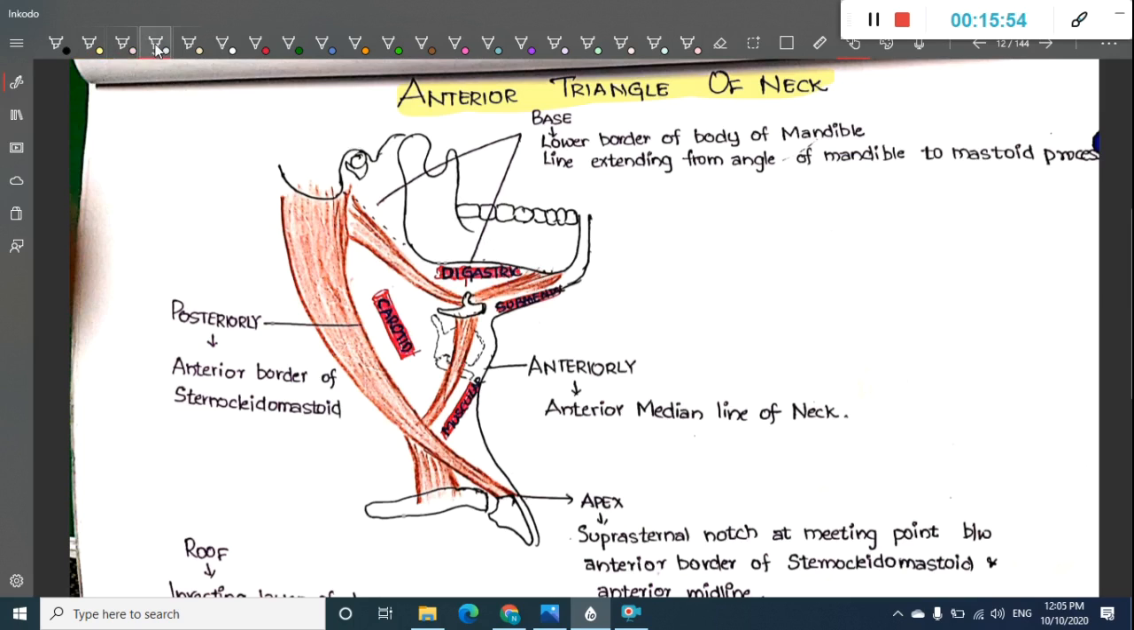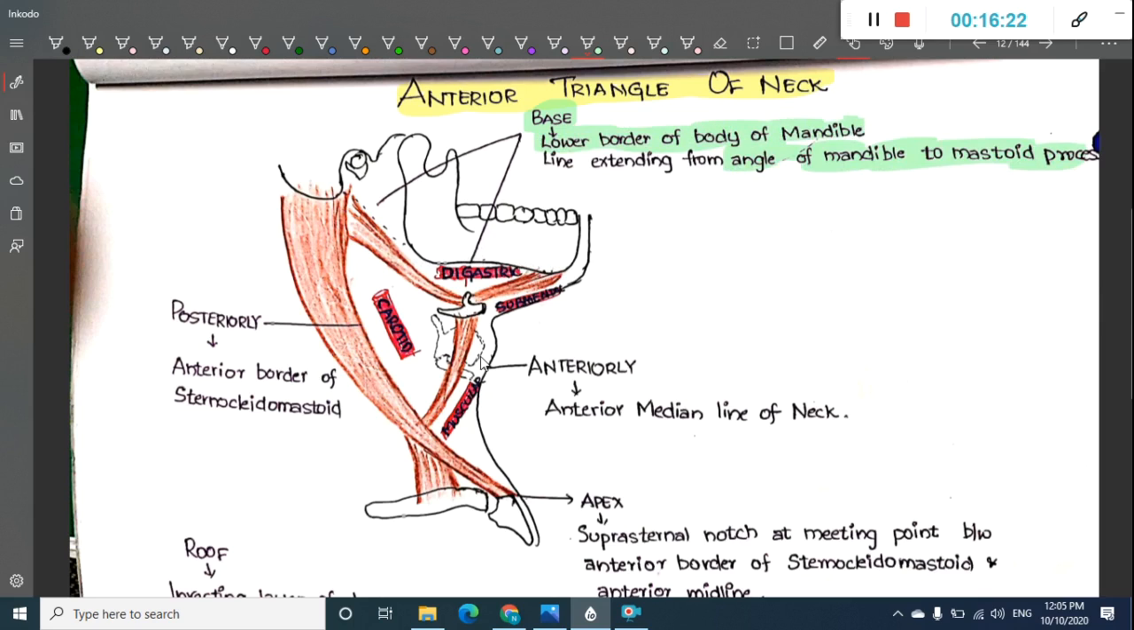The base of the anterior triangle of the neck is formed by the lower border of the mandible and the line extending from the angle of the mandible to the mastoid process. So this is the base. Base is the lower border of the mandible, and also the line extending from the angle of the mandible to the mastoid process.